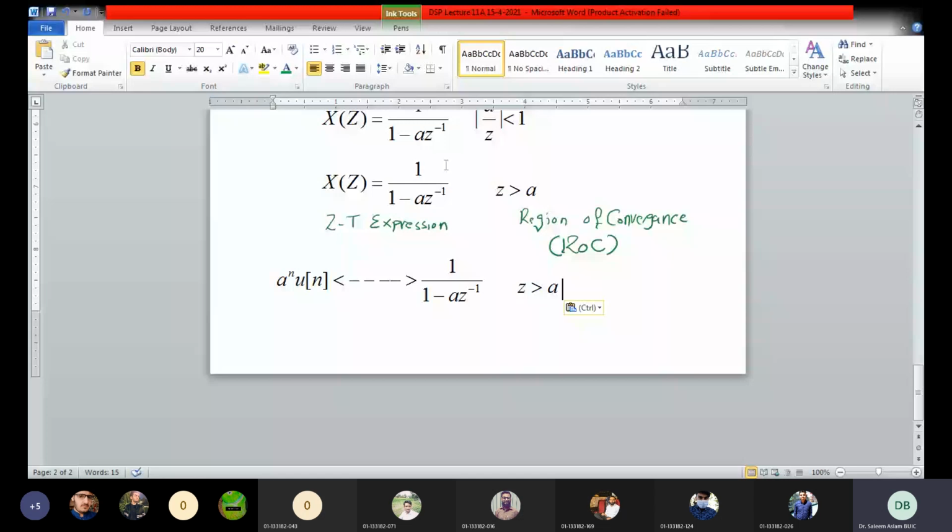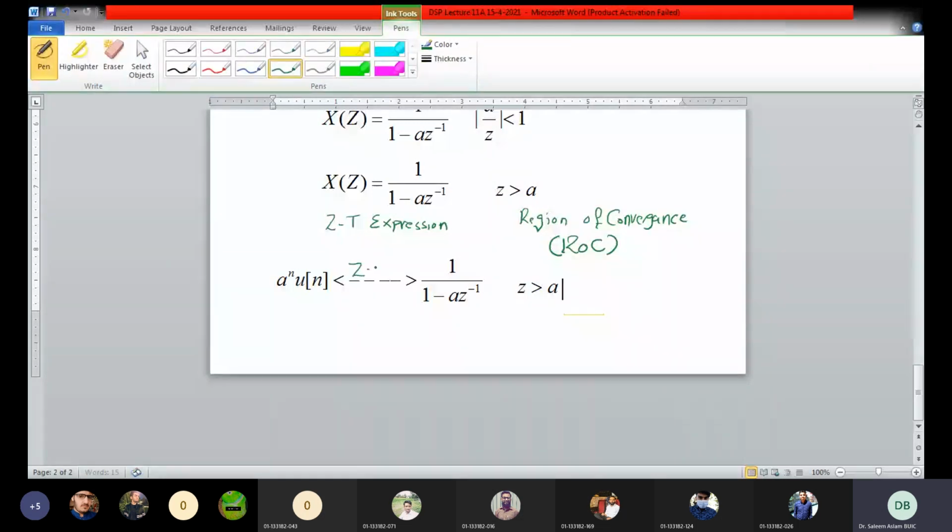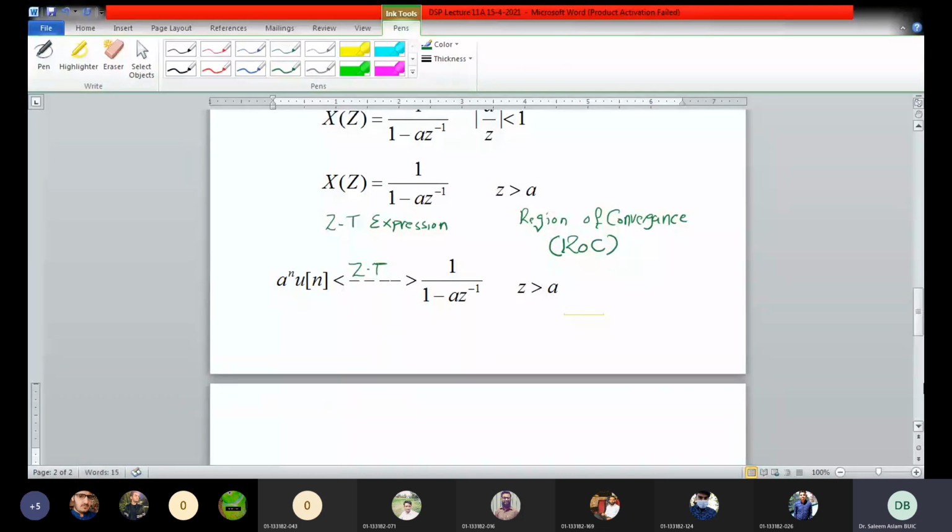This is your Z transform. In your book, the formula is normally written like this: a to the n u of n is equal to 1 over 1 minus a z inverse, with magnitude of z greater than a. You know that the numerator will give you zeros and the denominator will give you a pole. So 1 minus a z inverse is equal to 0, and you can find the location of a pole from here. Now we are going to plot the pole-zero plot and the region of convergence.